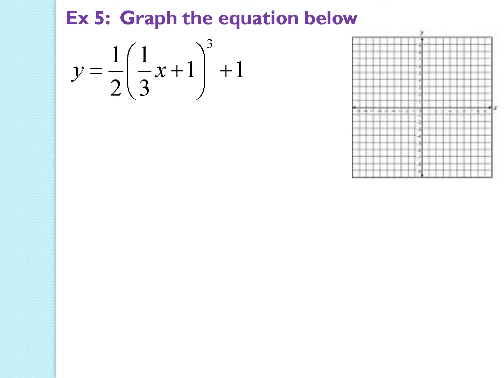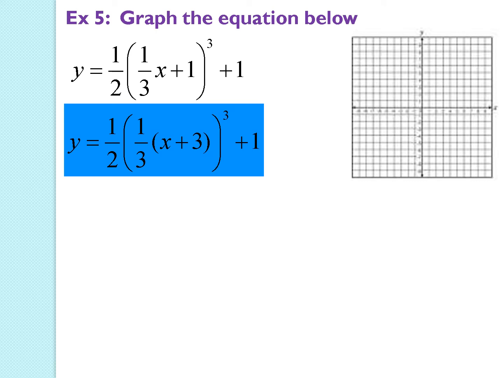Okay, so example 5, last example. Y equals 1/2 times 1/3 X plus 1 quantity cubed plus 1. Now, immediately, the very first thing I see is, oh my gosh, we've got a B value other than 1. So the first thing we need to do there is we need to factor out that B. Now, when we factor out the B, notice that it's still in the parentheses cubed. It's a parentheses now inside of a parentheses. And you're probably thinking, well, that doesn't make sense. I factored out a 1/3 and I got a 3.